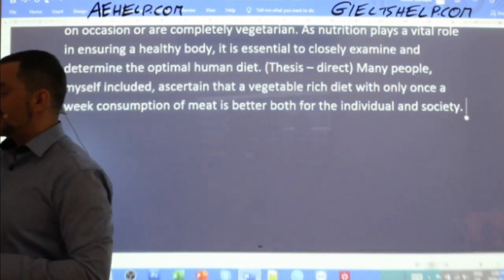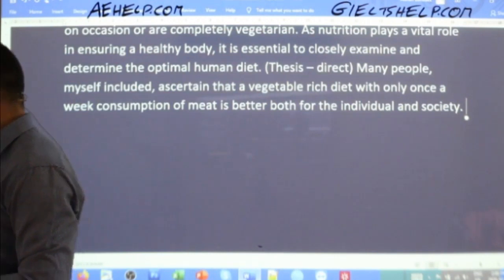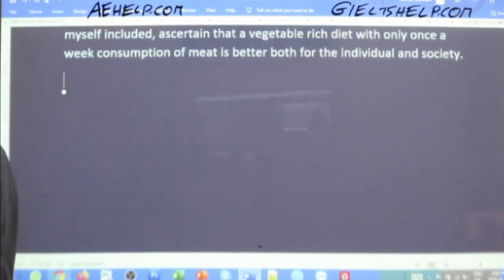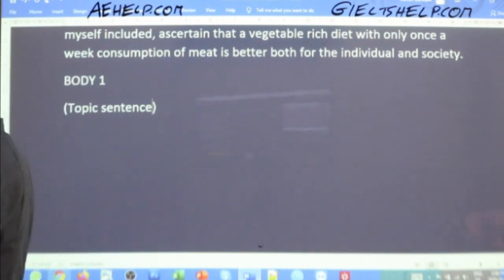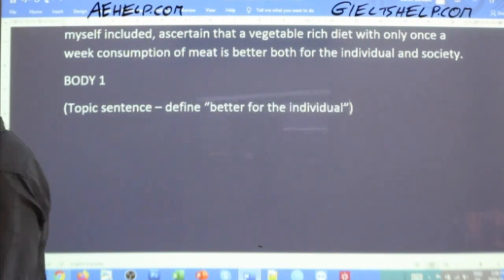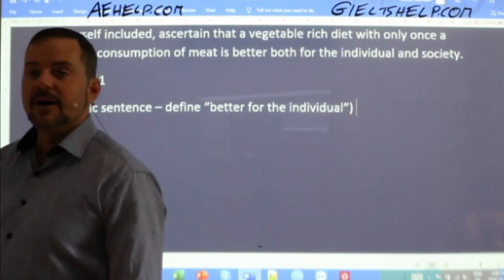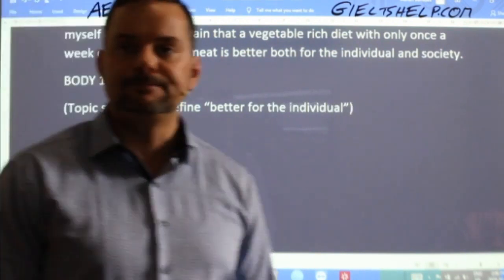So let's do that. Let's get into it. So body paragraph 1. We start with the topic sentence. And get right into it. So give me a topic sentence for body paragraph 1, which defines better for the individual. Okay. So define that concept for me.